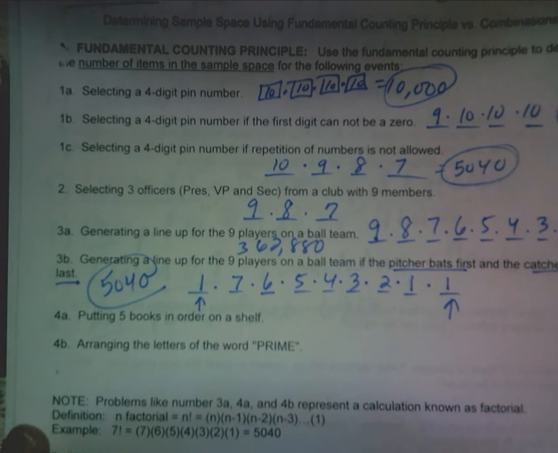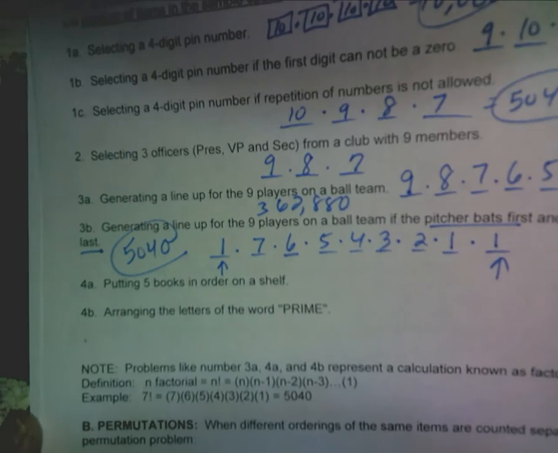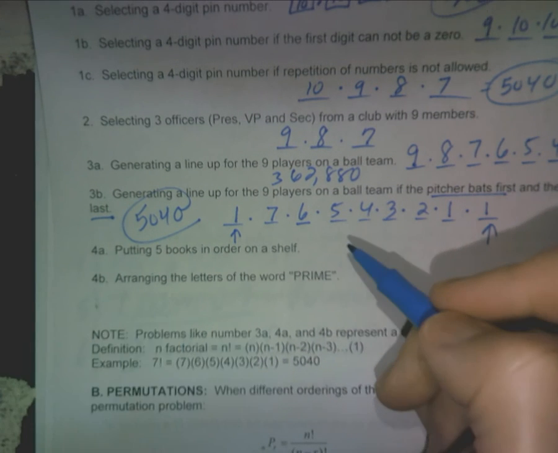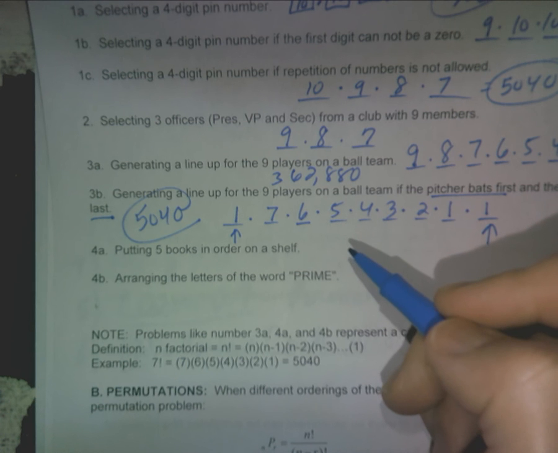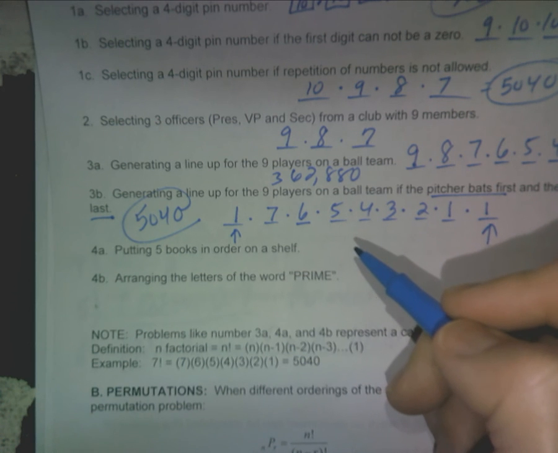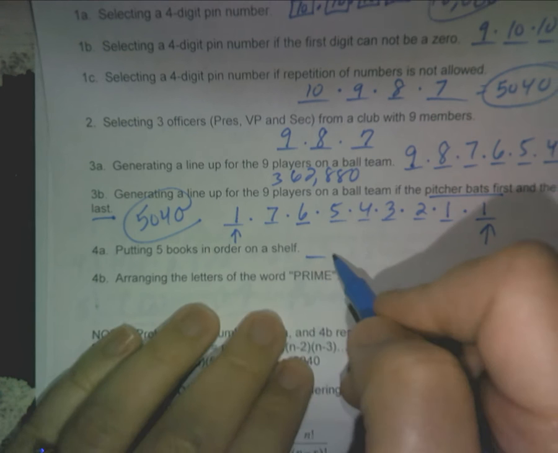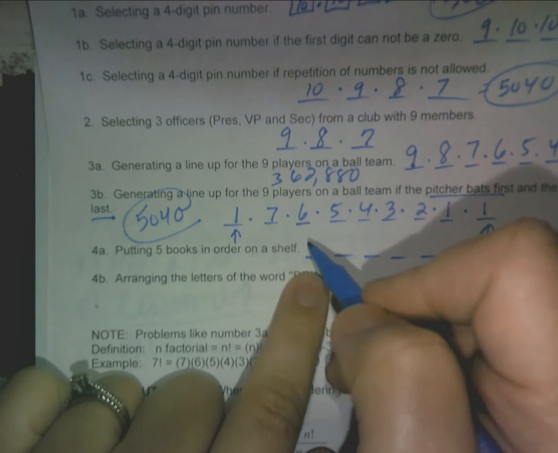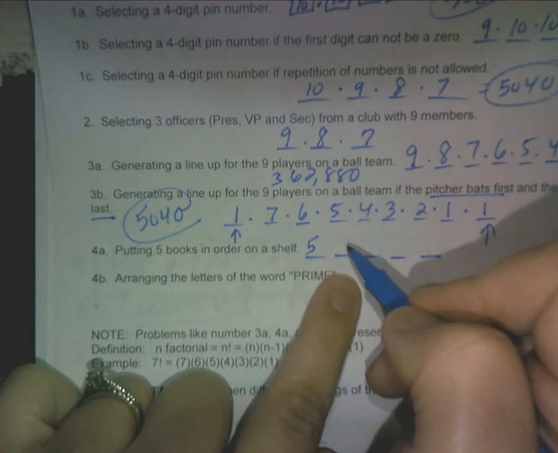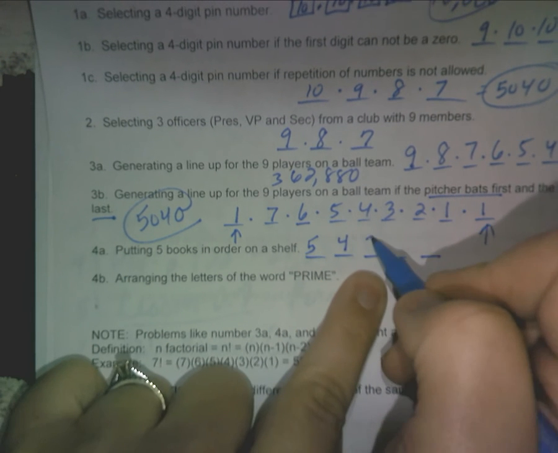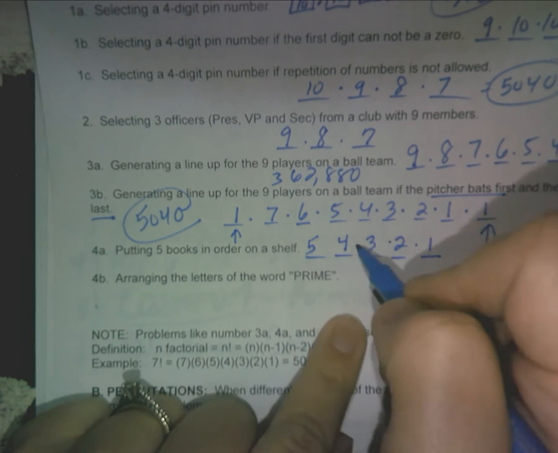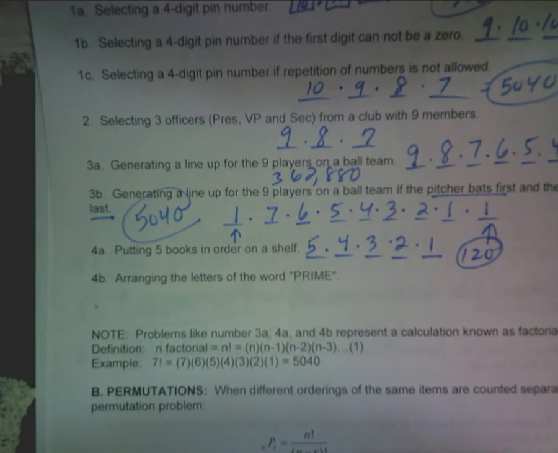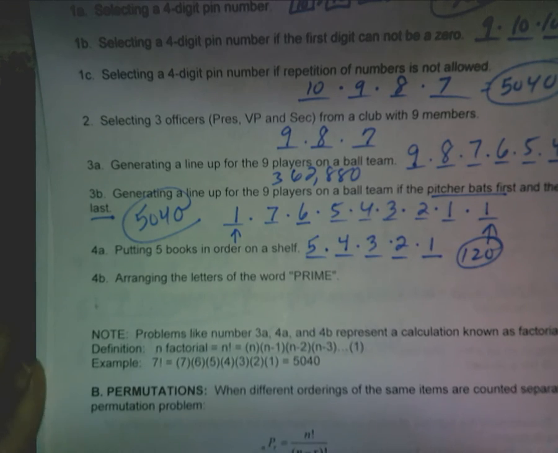All right, number 4A, putting 5 books in order on a shelf. Thinking 5 books. Let's do 5 books of the Bible. I don't know, Genesis, Exodus, Leviticus, Numbers, Deuteronomy, all right? And I have a book separately for each one. So I have 5 different books. 1, 2, 3, 4, 5. How many choices here? How many choices here, though? 4. How many choices here? How many here? 1. Multiply that out. That's 120 different ways to arrange those books on a shelf.